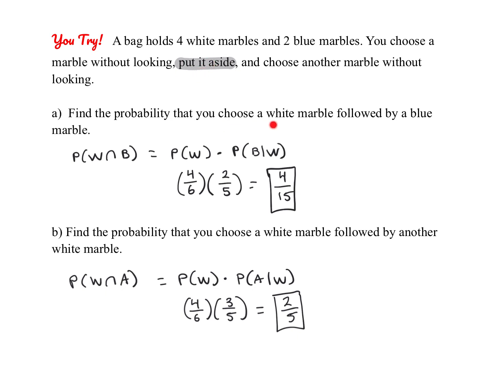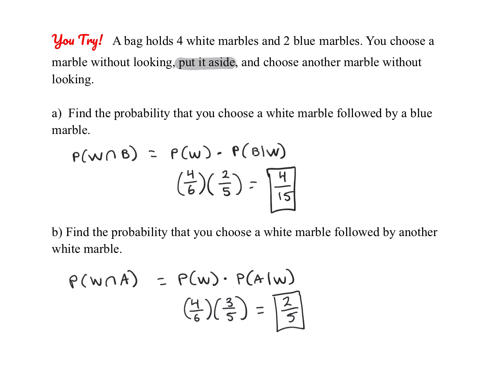So finding the probability that you choose a white followed by a blue, the probability that you choose a white the first time is 4 out of 6. And then you need to find the probability that you choose a blue, given that you've picked a white. So the fact that you picked a white and didn't put it back changed the total number of outcomes from 6 to 5, but it didn't change favorable outcomes for blue because there are still 2 blue marbles left. And then you multiply and simplify, you should get 4 out of 15.